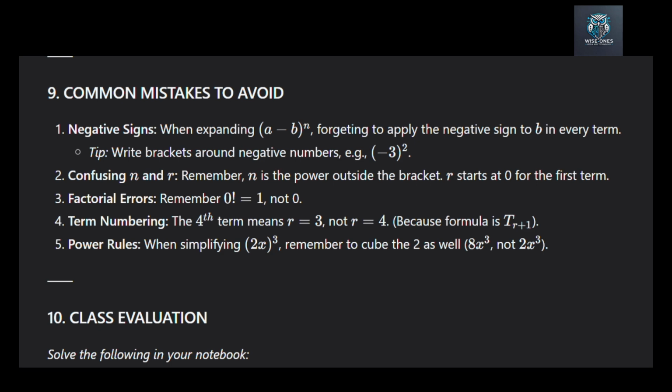Fourth, term numbering. If the question asks for the fourth term, r is 3, not 4, because the formula is T(r+1). Fifth, power rules. When you simplify open bracket 2x close bracket cubed, you must cube the 2 as well. 2 cubed is 8. Do not just write 2x cubed.